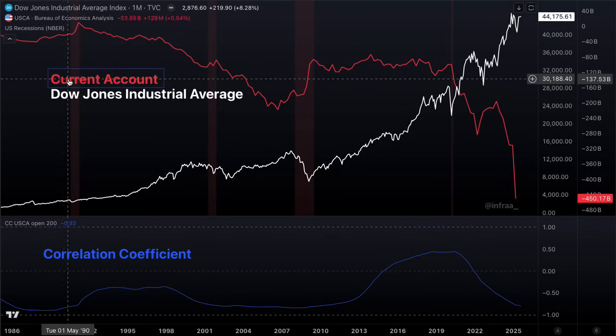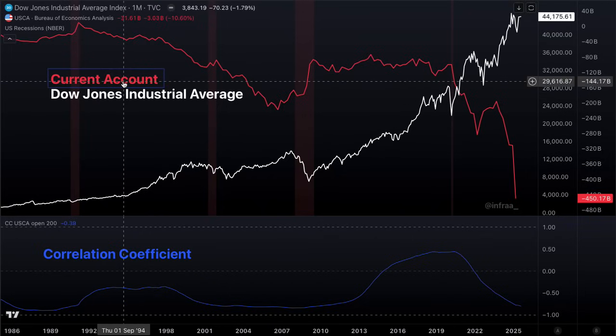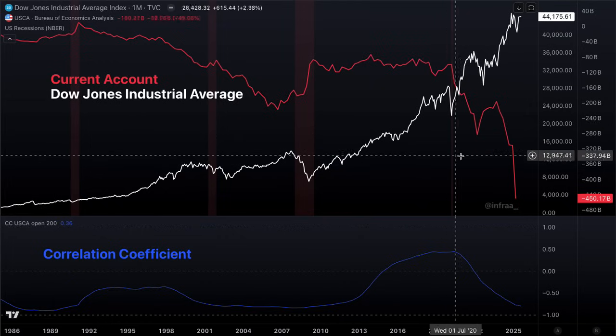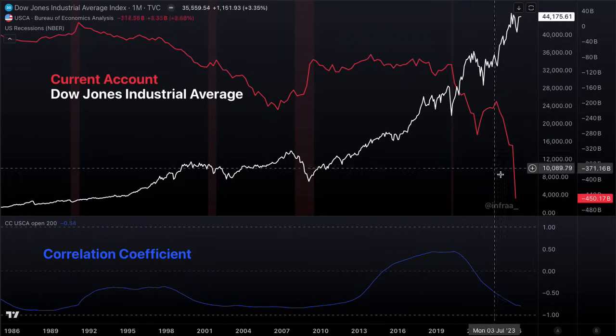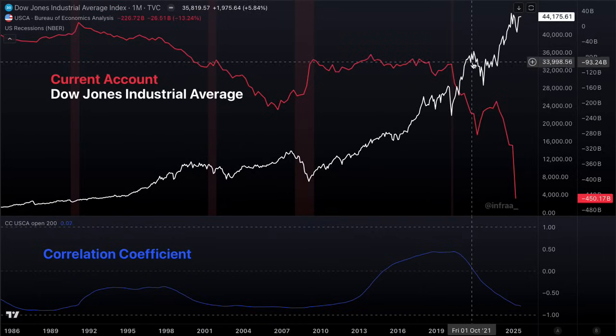Because remember, what must balance a current account deficit is a capital and financial account surplus. So you would expect a negative correlation. As the trade deficit is getting worse, the stock market goes up.